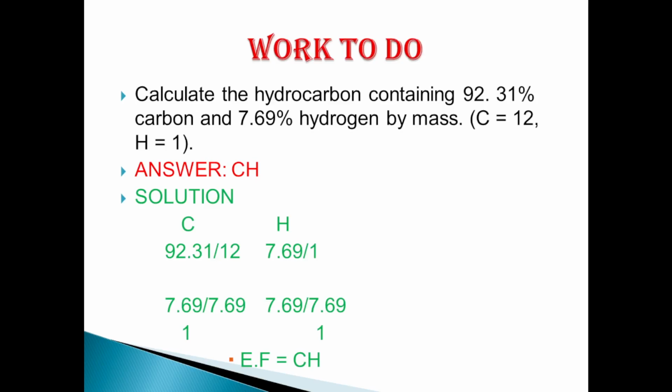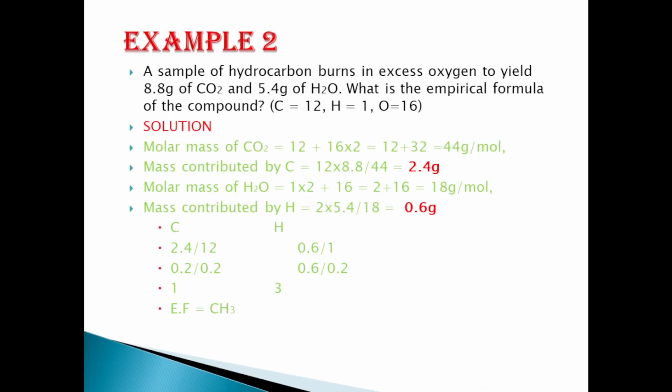Can you see that? So that is how we get the answer to be CH as the empirical formula of the hydrocarbon that has 92.31% of carbon and 7.69% of hydrogen. Are we okay with that? Alright, this is very, very important. Let's look at example 2. Very important.